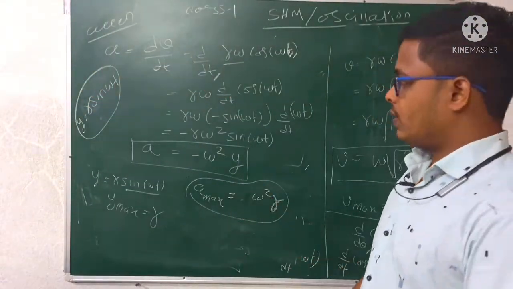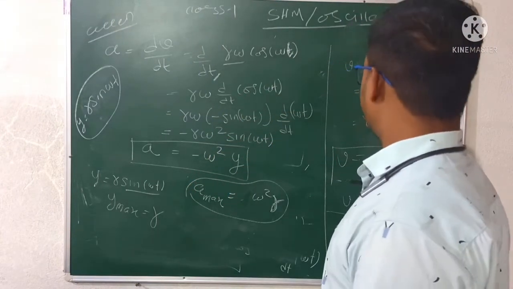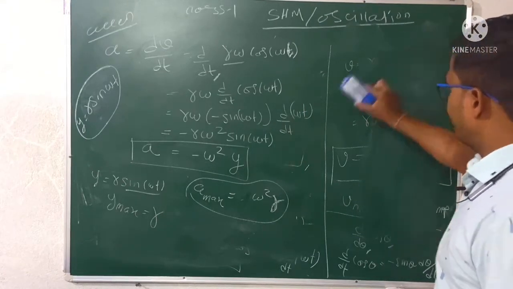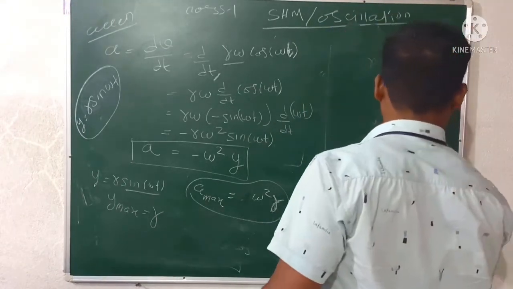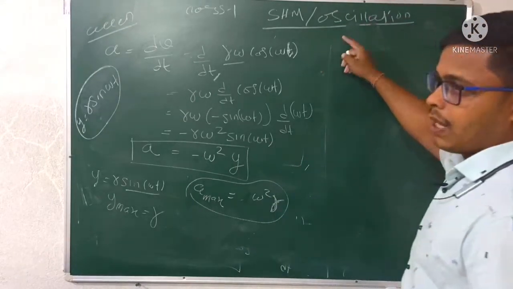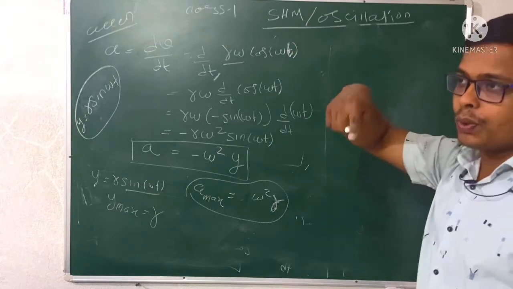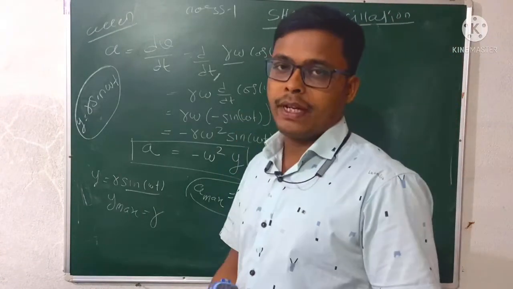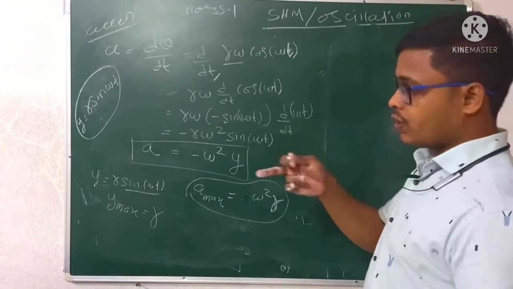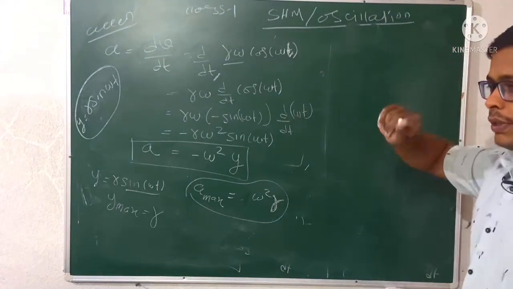Okay, so this is the value of amplitude maximum. Let me briefly describe again what we have discussed, the simple harmonic motion. What is simple harmonic motion? It is a to-and-fro motion when there is no damping and no external force. That motion is known as simple harmonic motion.